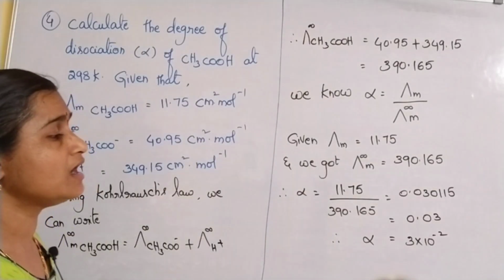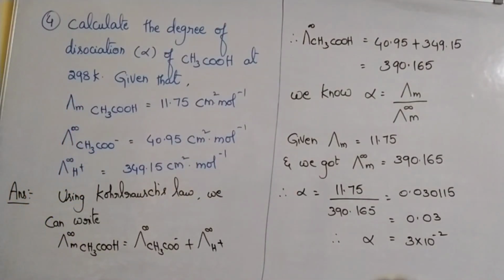0.03115. That is, approximately correcting to 2 digits, we take 0.03, which is alpha equals 3 into 10 to the power of minus 2. Okay now, so that is only your alpha value answer. Okay, this is your fourth question, please note down.